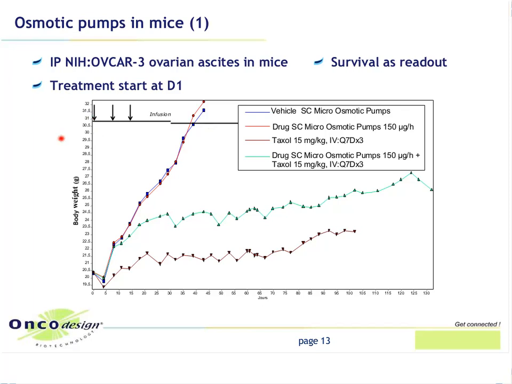This figure represents the body weight of the animals. And we see a strong increase of the body weight of vehicle and drug-treated animals. The body weight increase is due to the development of the tumor inside the peritoneal cavity, meaning that the mice were sacrificed during this period. In contrast with Taxol and drug plus Taxol, where we did not see any strong body weight gain.